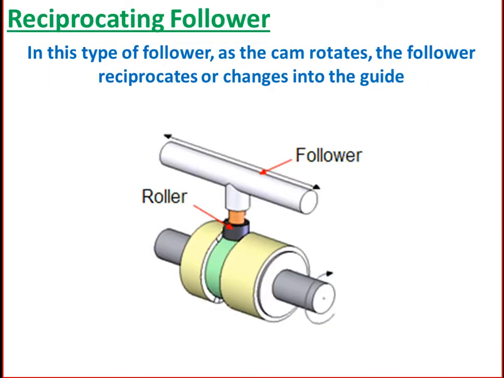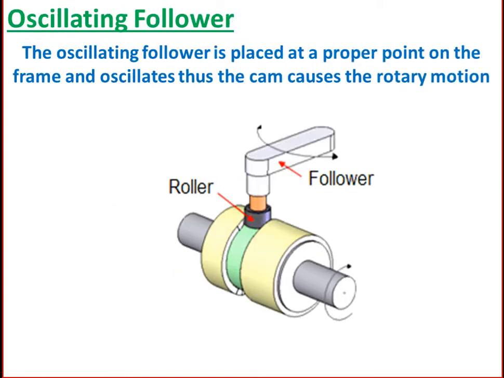Next is reciprocating follower. In this type of follower, as the cam rotates, the follower reciprocates in the guide. Next is oscillating follower. The oscillating follower is placed at a proper point on the frame and oscillates, thus the cam causes the rotary motion.